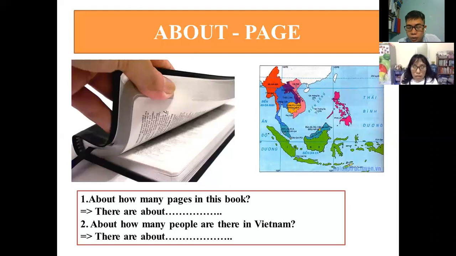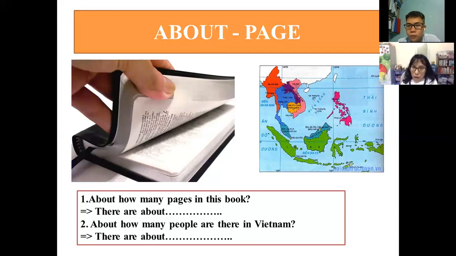About how many countries are there in Southeast Asia? There are about 11 countries. Countries in Southeast Asia. So can you tell me the names of some countries in Southeast Asia?